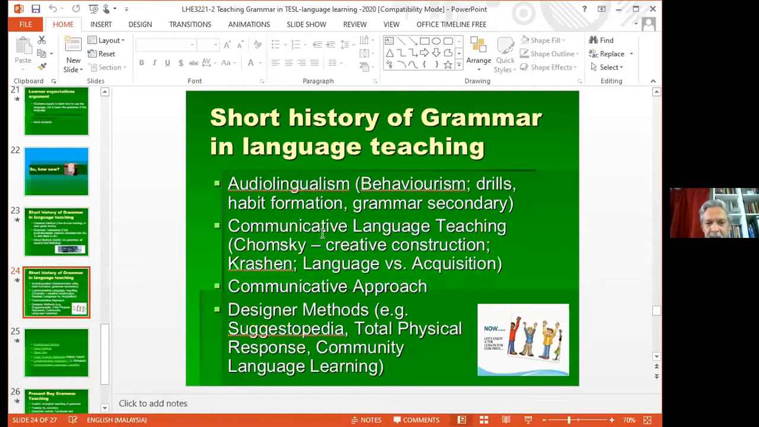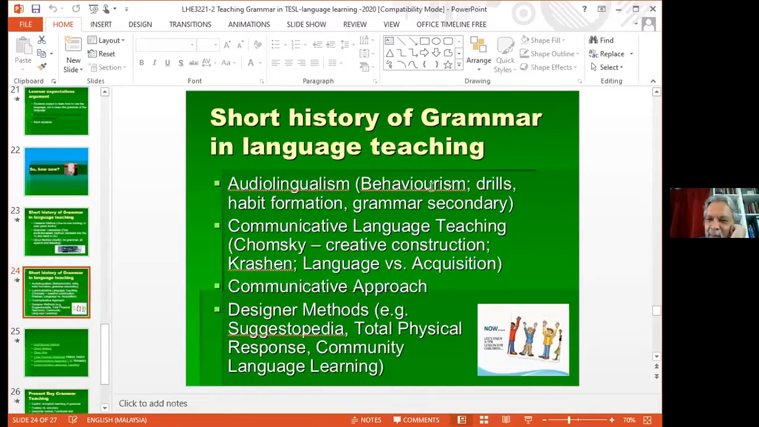Anybody? Are you familiar with the concept of habit formation? No. Not me, doctor. Is this true? I'm sure it has been introduced in some of your previous classes.